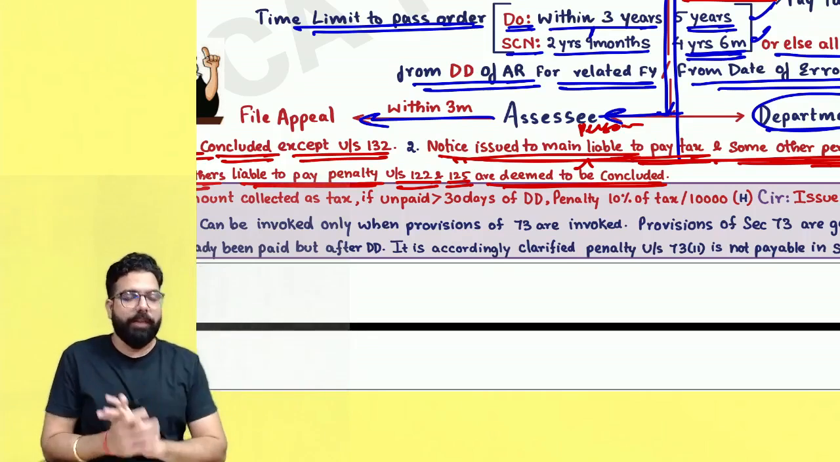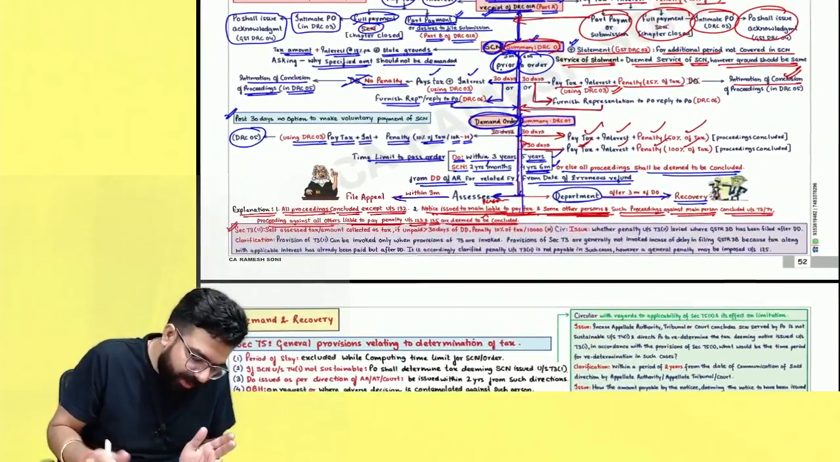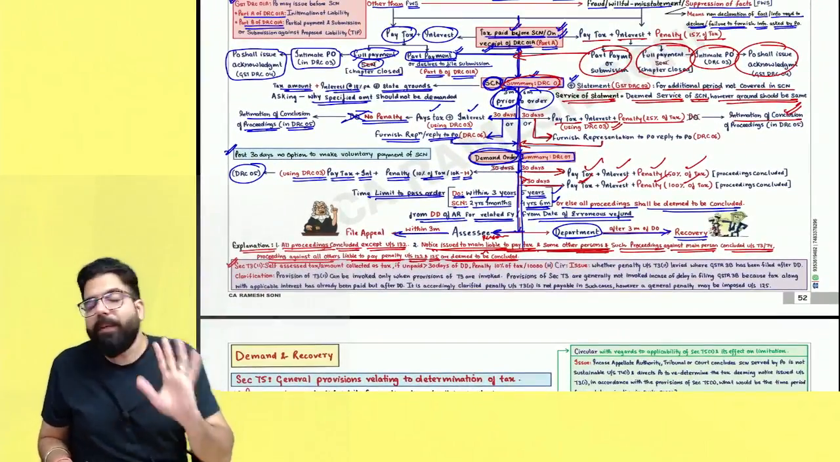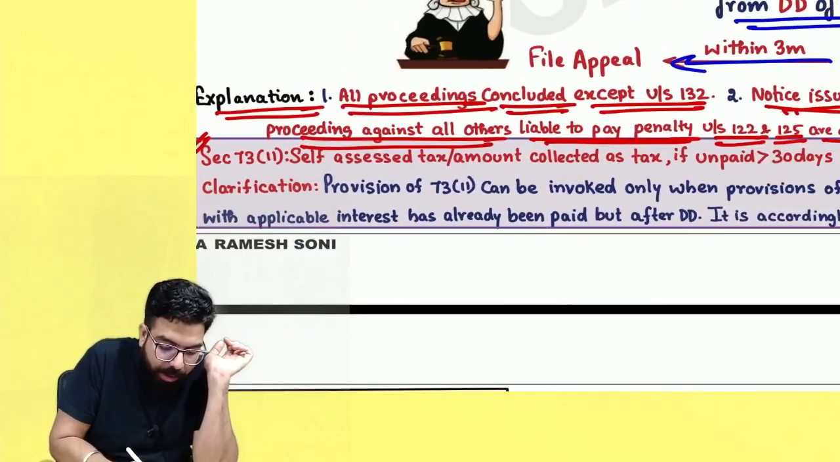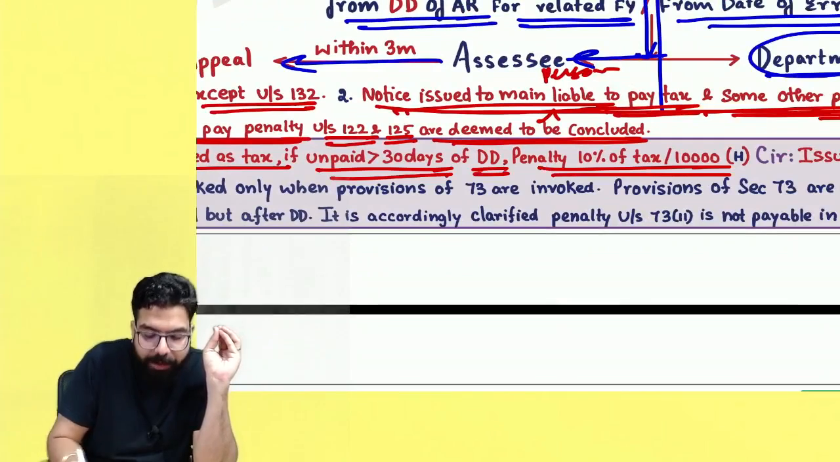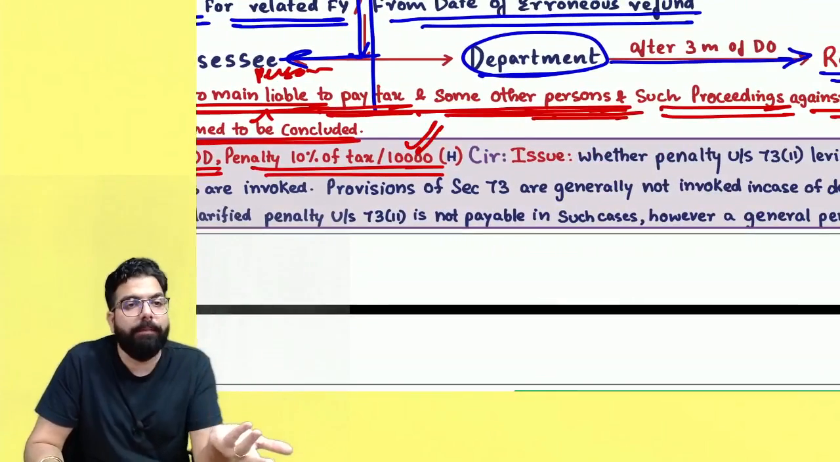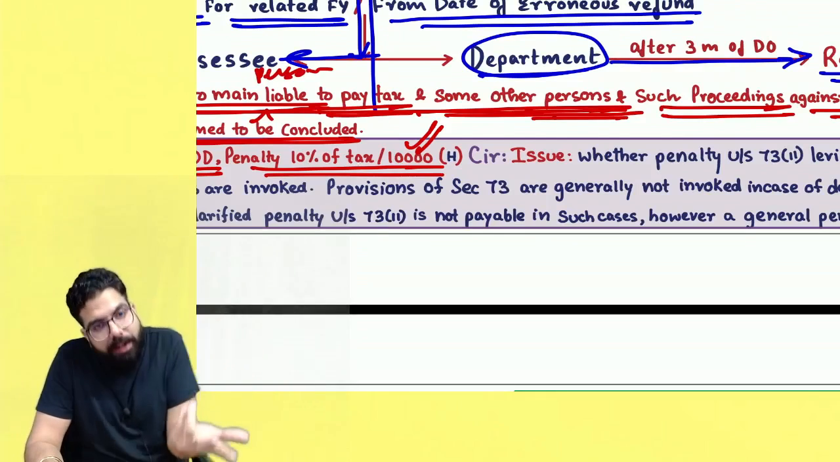The next one over here, which is a favorite thing, which you will always see, sir, is: if self-assessed tax or amount collected as tax has not been paid for greater than 30 days from the due date, penalty is 10% or 10,000, whichever is higher. For this, people went ahead and asked, sir, what do you mean? If self-assessed tax is not paid within 30 days, what do you mean?